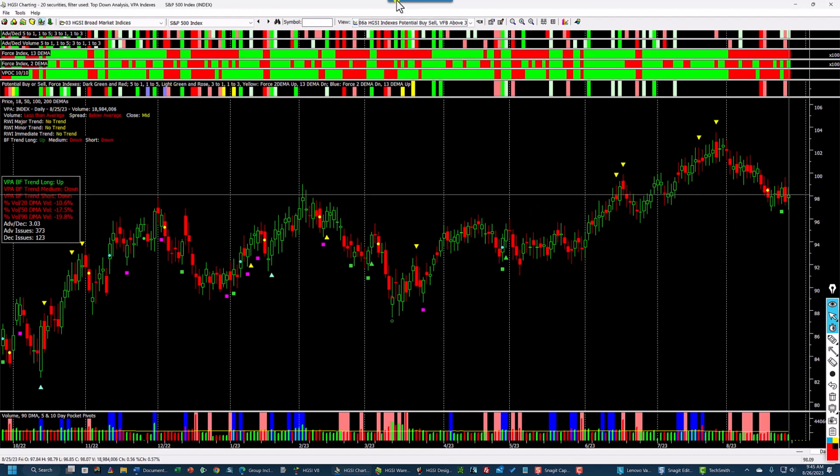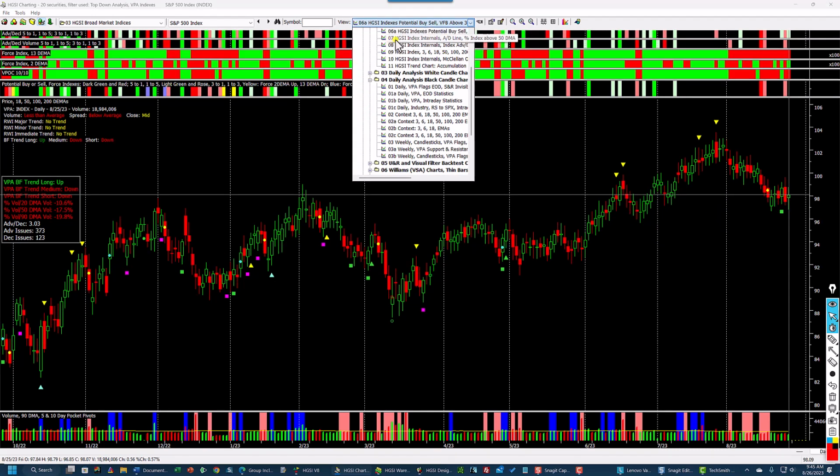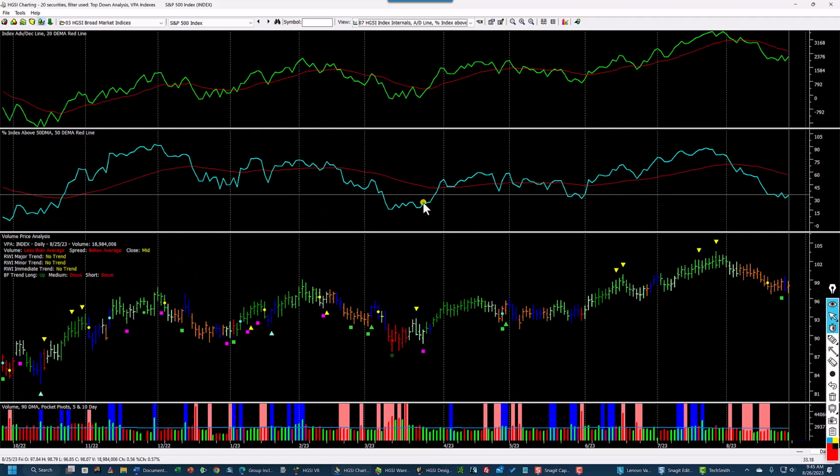This is the same thing without the fan. Now these are internals, just another chart, and it shows you if these are trending or not. If everything's down, it's of course bright red. If it's trending strongly and everything up, it's dark green.